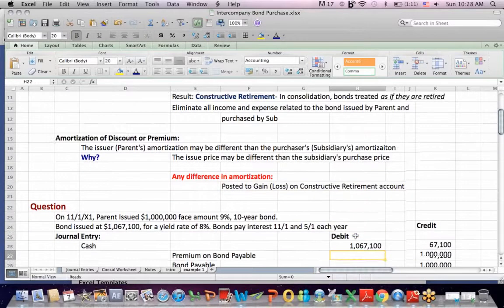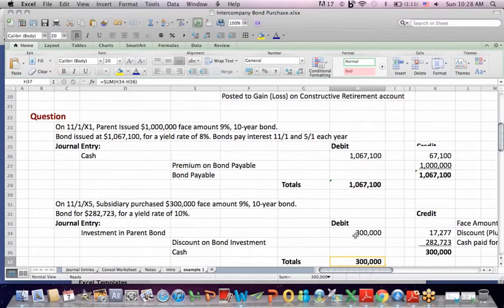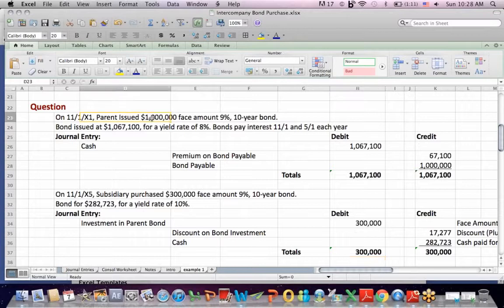So here's our example. On 1/1/x1, a parent issues a $1 million 9% 10-year bond. The bond's issued for a premium to yield 8%, which means the investor, since they're paying a premium, earns less than the face amount, 9%. They only earn 8%. And as is typical with most corporate bonds, the bonds pay interest semi-annually, in this case, November 1st and May 1st each year.